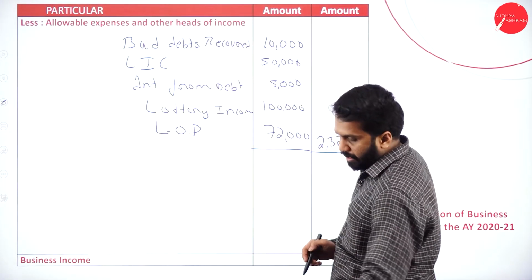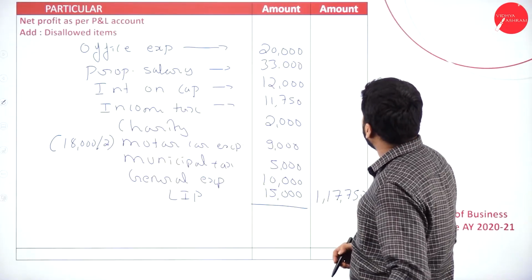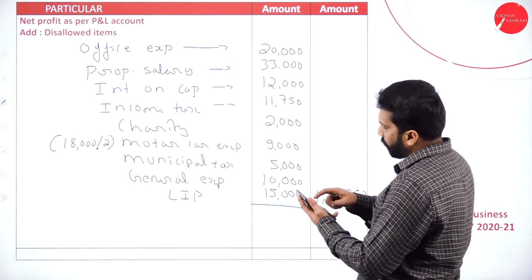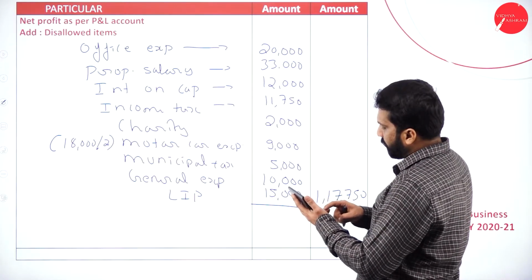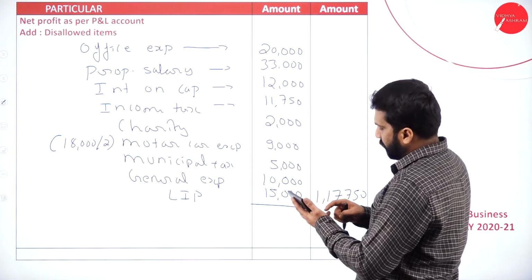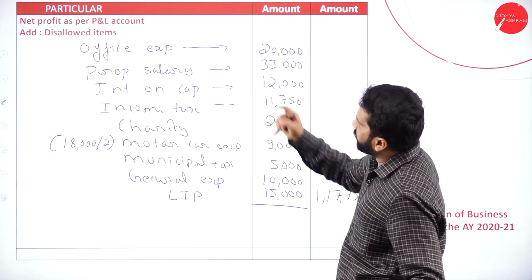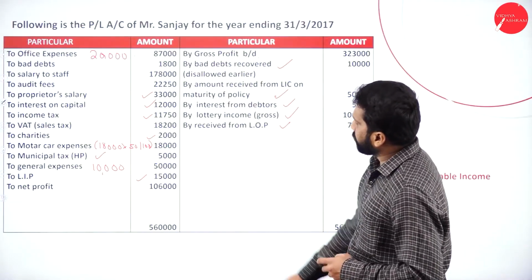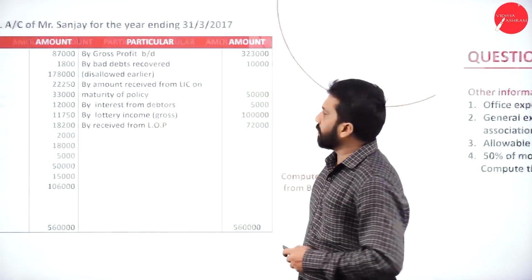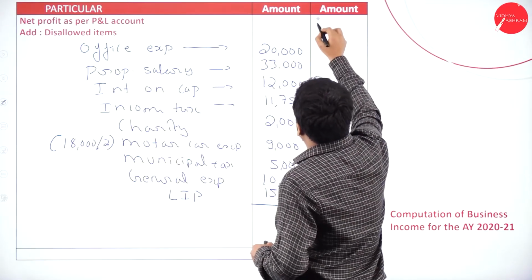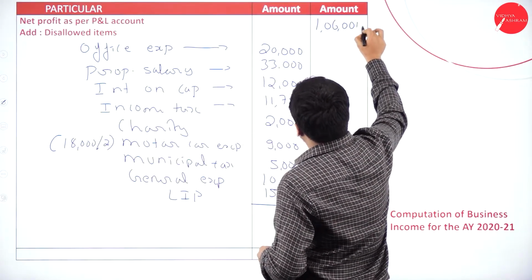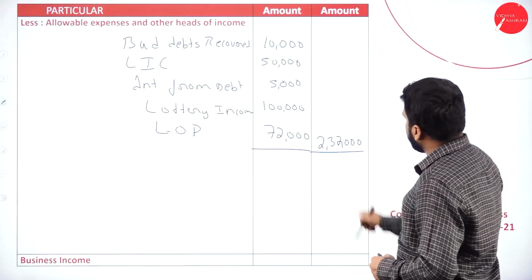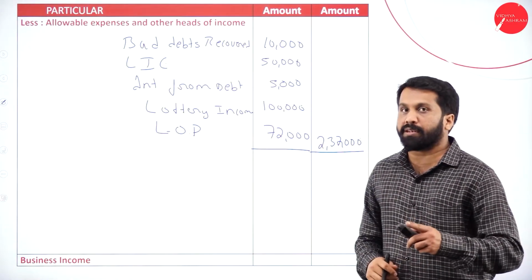Now I'll go back to your previous one. It is 1,17,750. I'll cross check once. 20,000 plus 33,000 plus, yes. So we have not taken net profit. What is your net profit? The net profit is 1,06,000. Now you have to start with net profit 1,06,000 plus 1,17,750 minus 2,37,000. Hope you are clear.